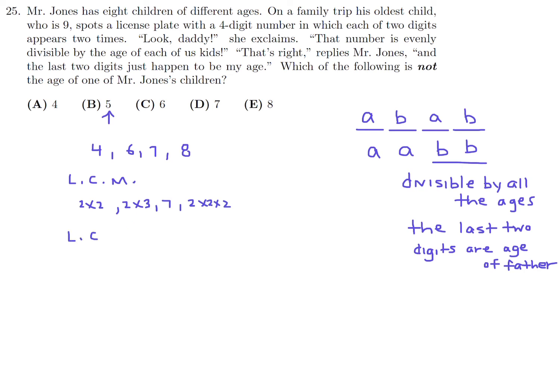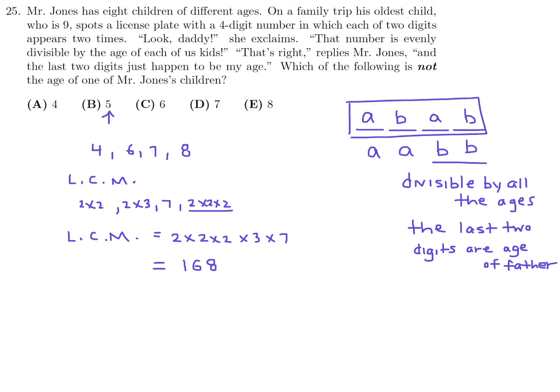So the lowest common multiple of 4, 6, 7, and 8 will be, you have to use the 2 three times. You have to always use the maximum number of times it appears. So it'll be 2 times 2 times 2. The 3 appears a maximum of 1 time, and the 7 appears maximum 1 time. So this is my lowest common multiple: 2 times 2 times 2 times 3 times 7, which is 168. Now my number has to be some multiple of 168. Okay? And when I do that, the last 2 digits will represent the age of the father.